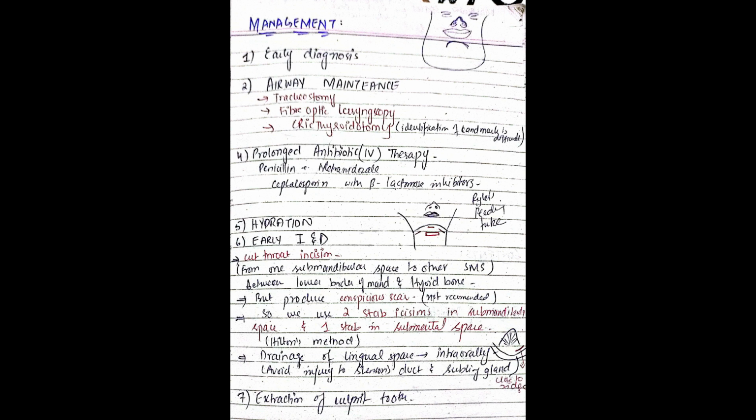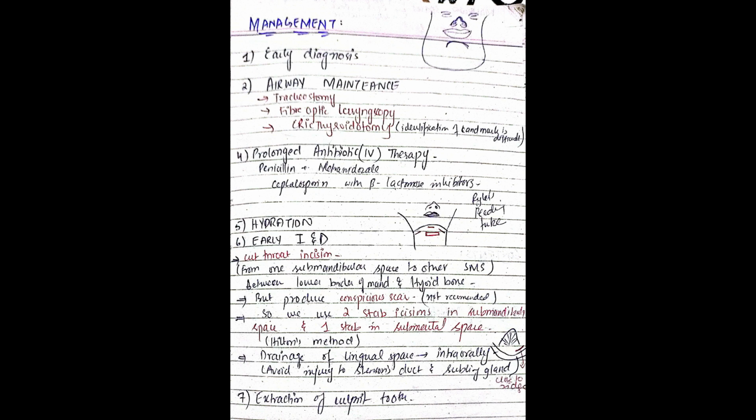After the maintenance of the airway, we will proceed with prolonged IV antibiotic therapy, which will mainly involve penicillin, metronidazole, and cephalosporin with a beta-lactamase inhibitor. And supportively, we can give hydration therapy as well, as the patient has a toxic appearance and is suffering from dehydration, so we will need to give hydration therapy. Then we will proceed with early incision and drainage.